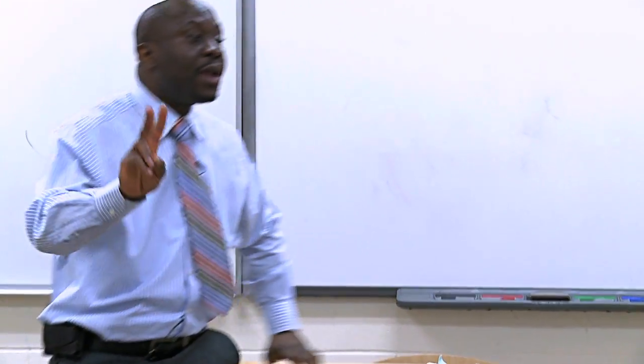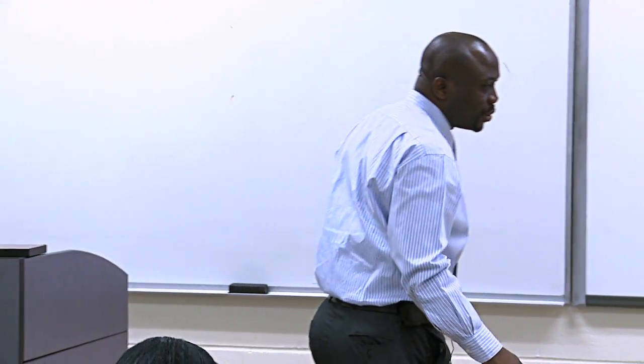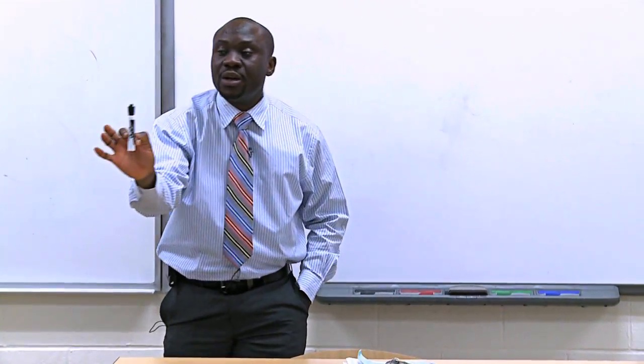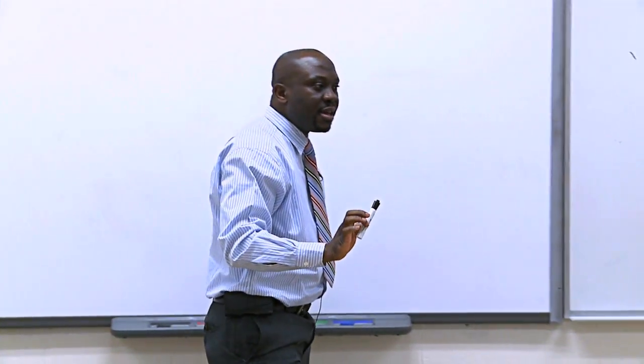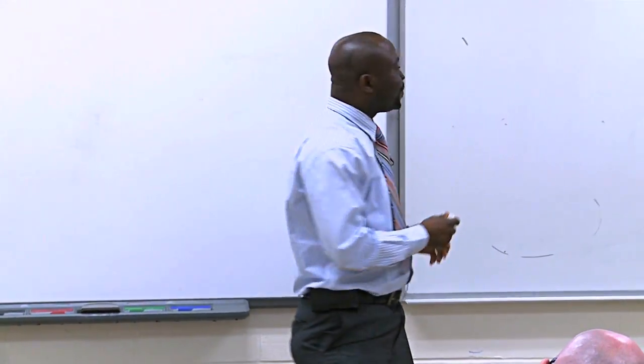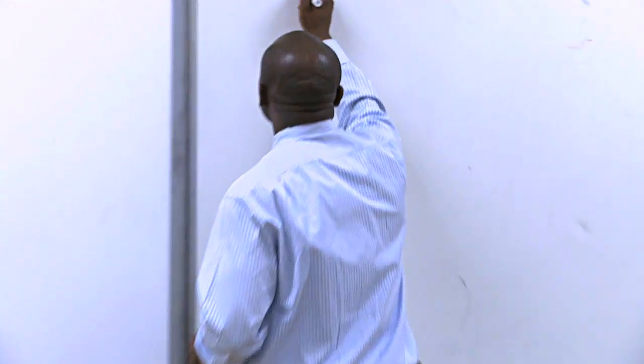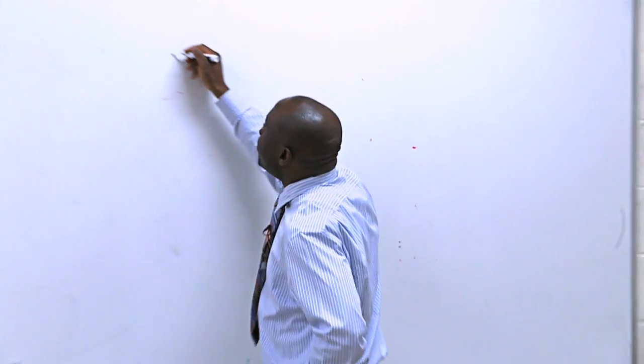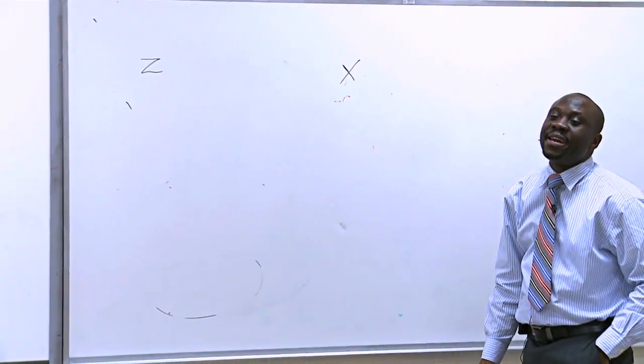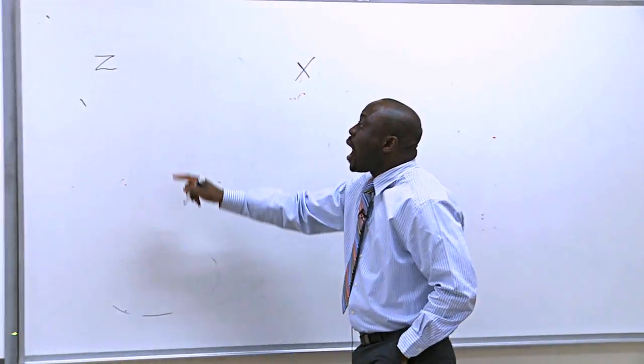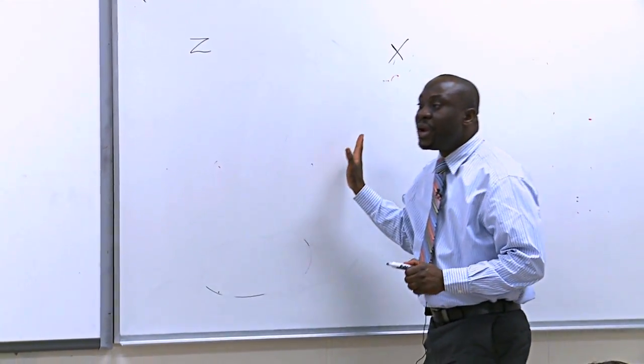Back to the normal distribution. We said that we have two types of normal distribution: standard normal and then the non-standard normal. The standard normal is denoted by a letter Z, right? And then the non-standard will be denoted by a letter X. How do we differentiate between the two?